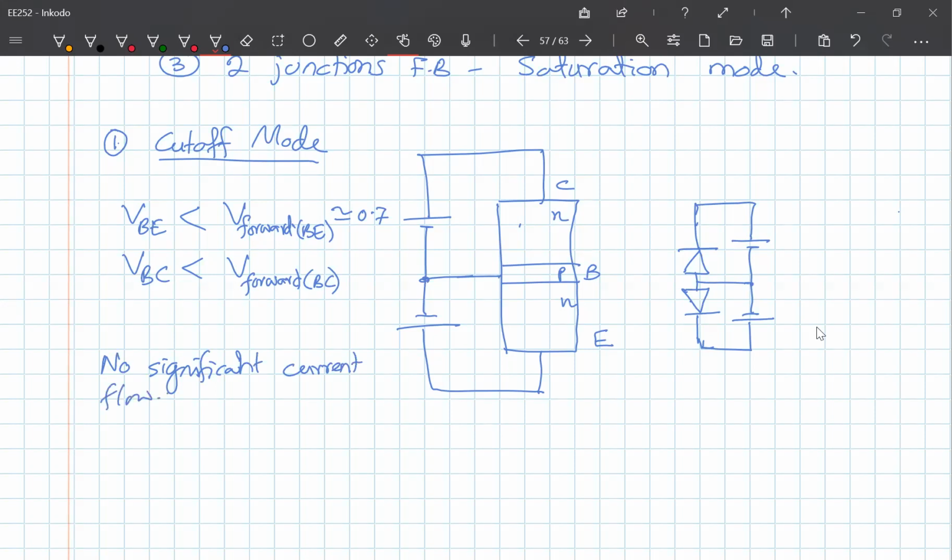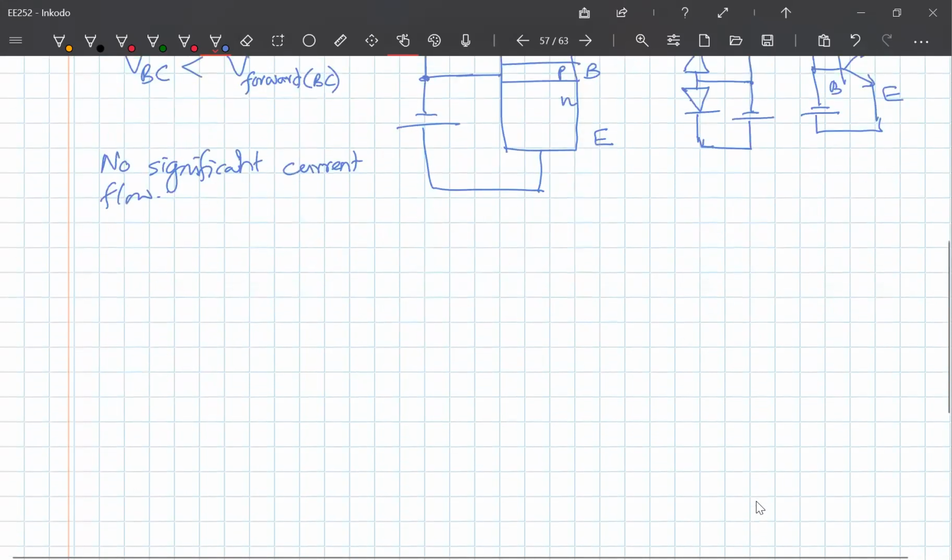Right. So the currents IB, IC, and IE are all almost zero. So I can draw this in transistor configuration like the base and the plate. So there's basically nothing much to look at here. Everything is at a standstill.